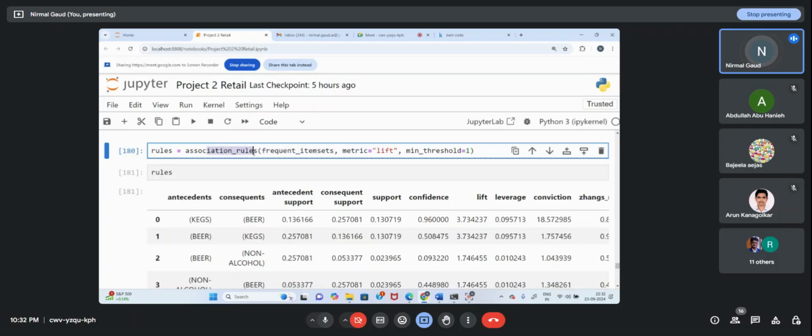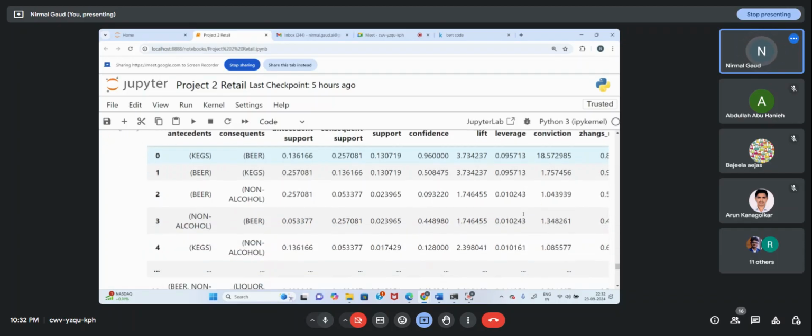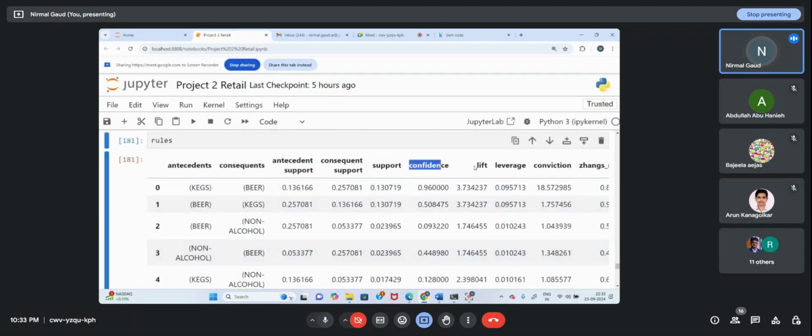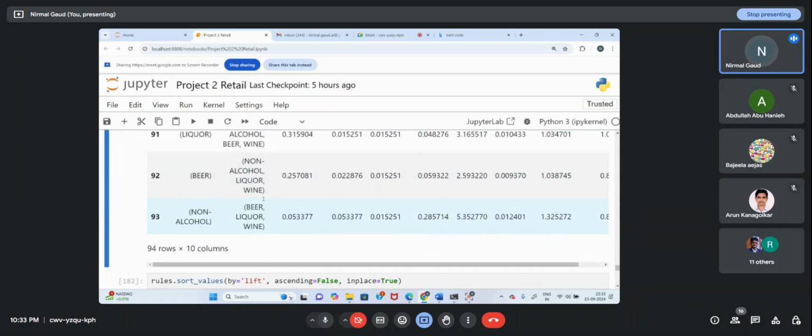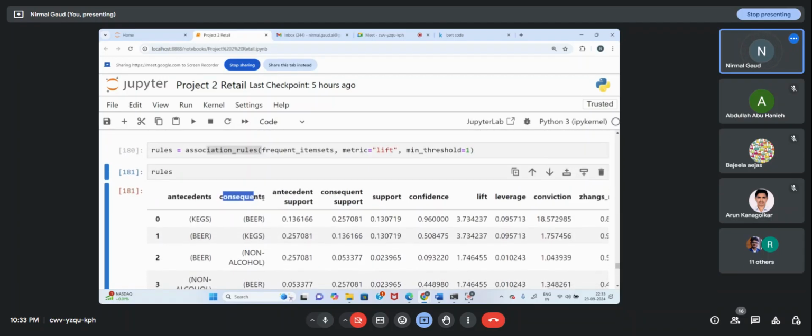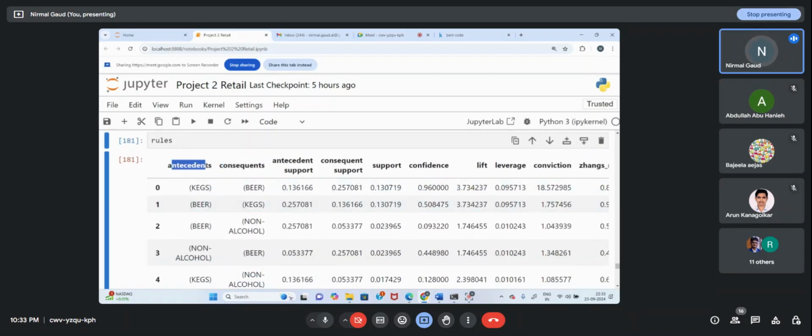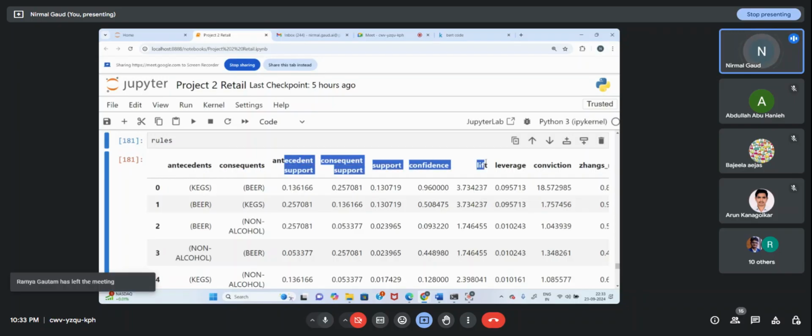I applied the association rule over them and I got all these values. What is the support? What is the confidence? What is the lift, and so on? What is the antecedent support? What is the consequent support? I already explained the antecedent and the consequent. So 94 rows and 10 columns are prepared for that. The most important are the antecedents and the consequents, their support values, their confidence values, along with the lift. That's it.